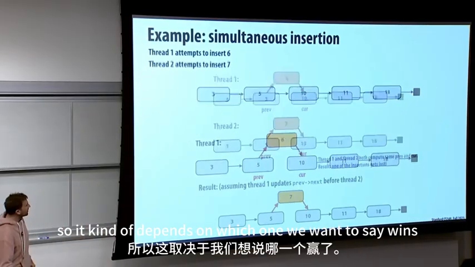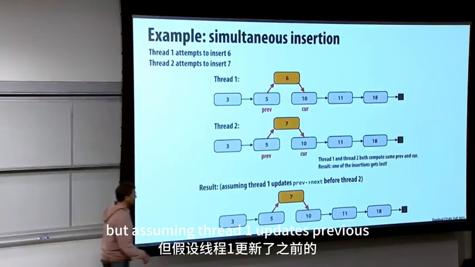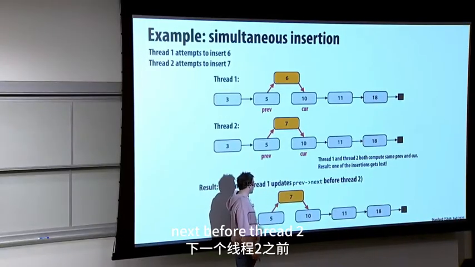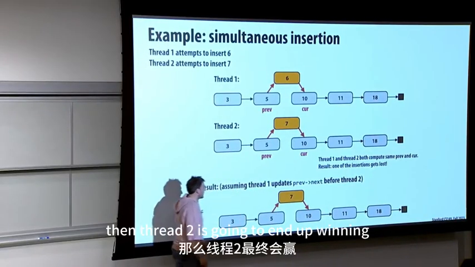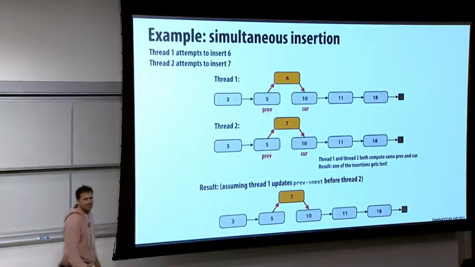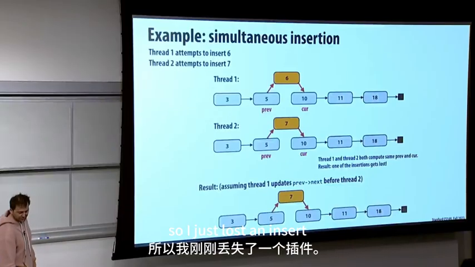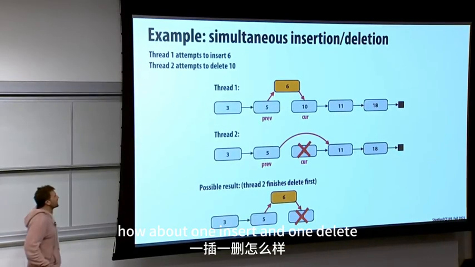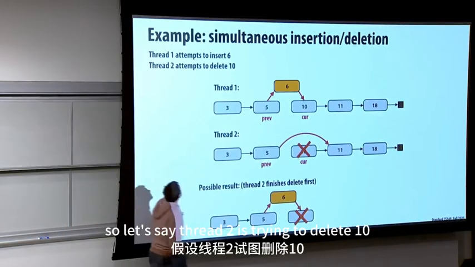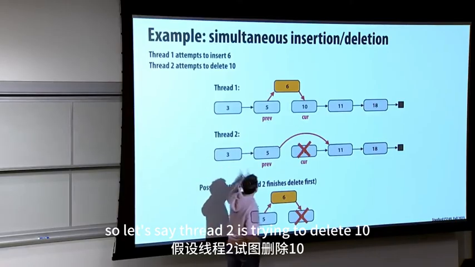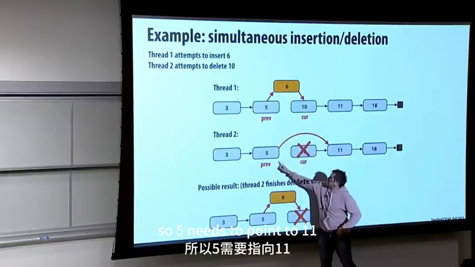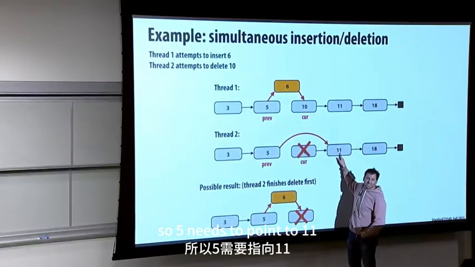So it kind of depends on which one we want to say wins, but assuming thread 1 updates previous next before thread 2, then thread 2 is going to end up winning. So I just lost an insert. Let's think about another case. How about one insert and one delete? So let's say thread 2 is trying to delete 10. So thread 2 is like, oh, okay, I want to get rid of 10. So 5 needs to point to 11.